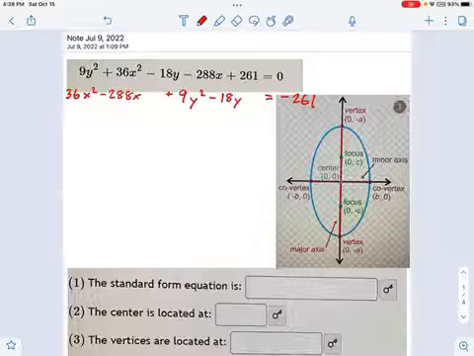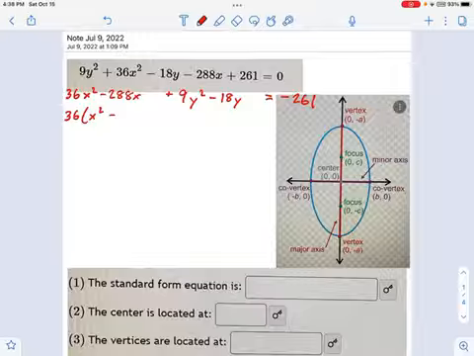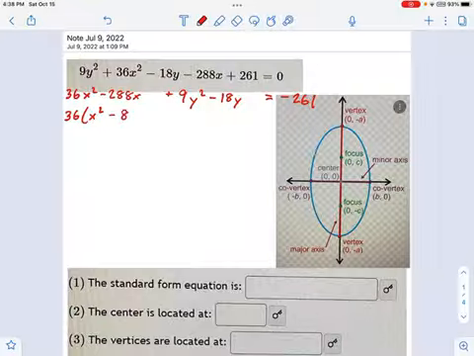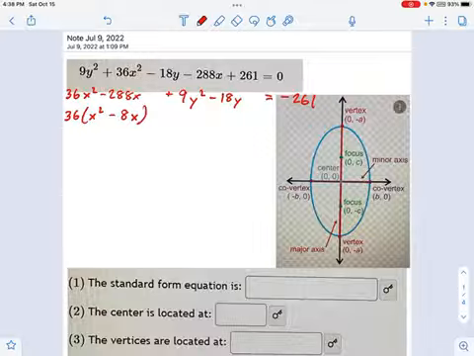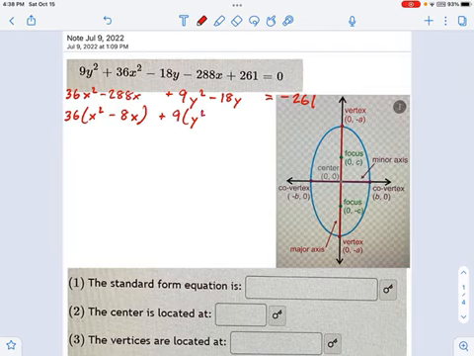So GCFs first. Pull out the 36. That leaves you with x squared minus 8x. And then we pull out a 9 as the GCF from the y's. So that leaves us with y squared minus 2y. We still have our negative 261 over here.